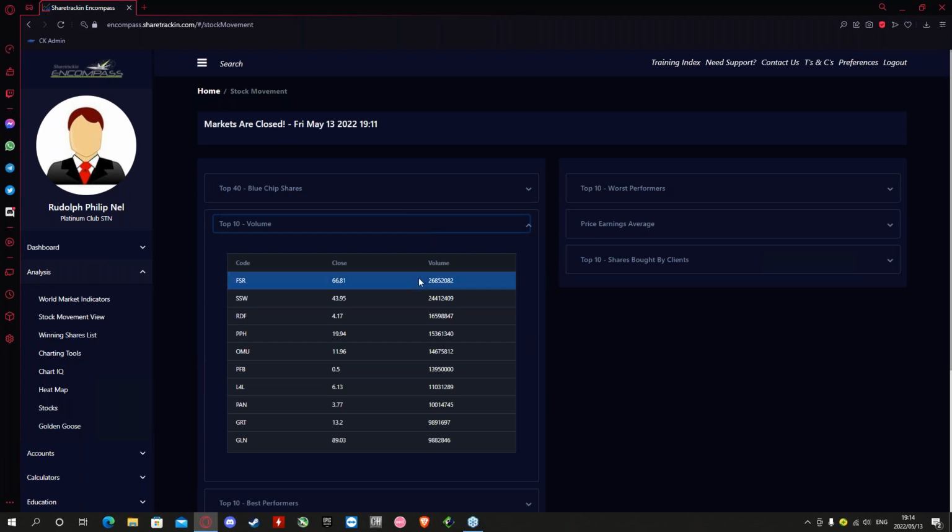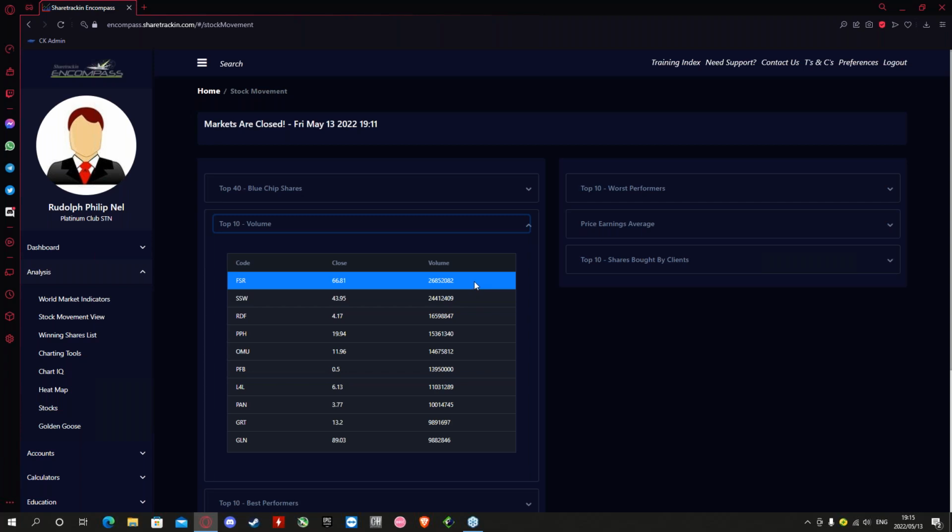So this volume that it gives you over here, that is the amount of shares that's been traded for the day, and not the rand value of what's been traded, or the amount of transactions that's been done. That's the actual amount of shares that's been traded. Okay, that's not actually for the day, that's for the month. So if we look at FSR, First Rand has got a closing price of 66.81 with a volume of 28 million. So that's for the last month, for the last 22 trading days.